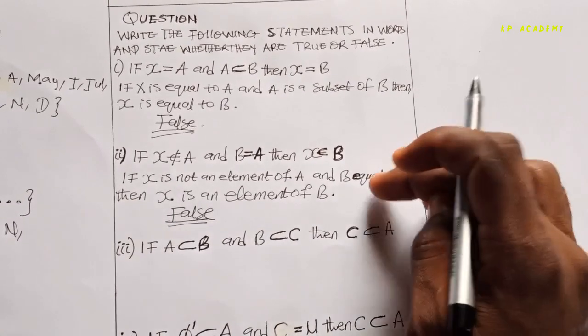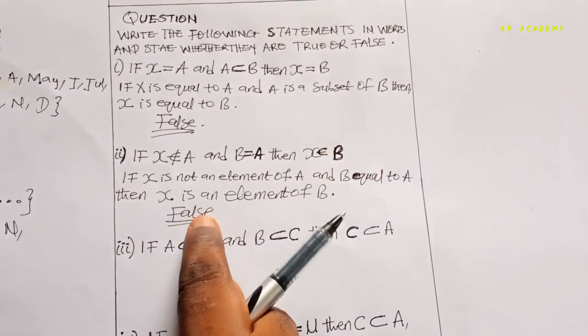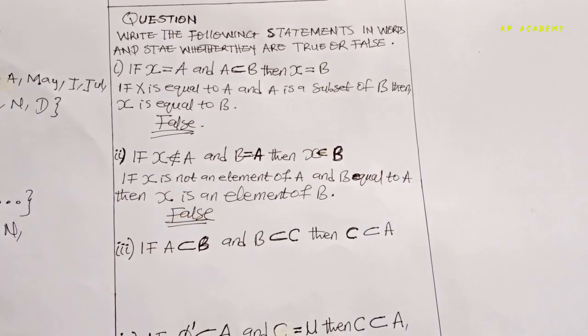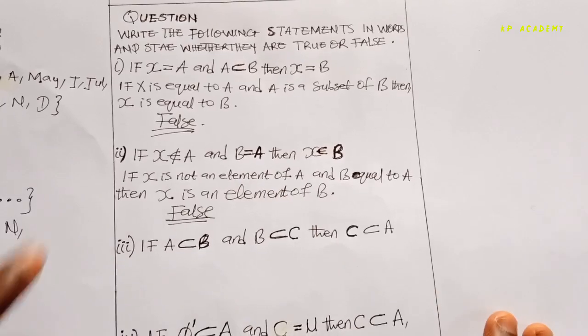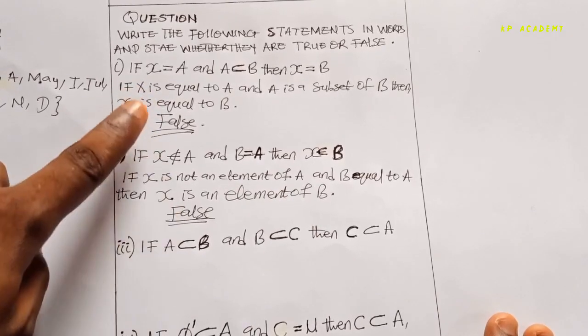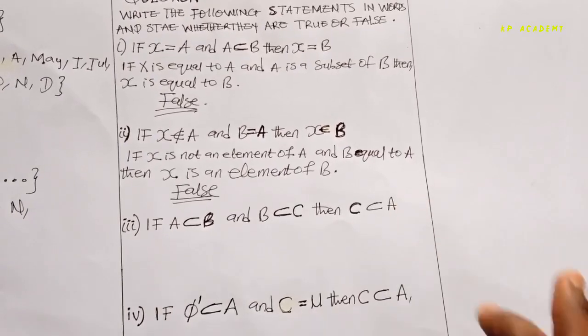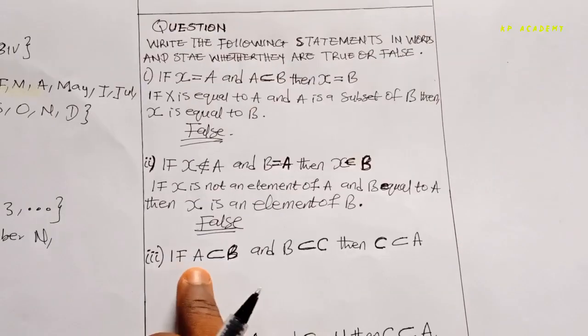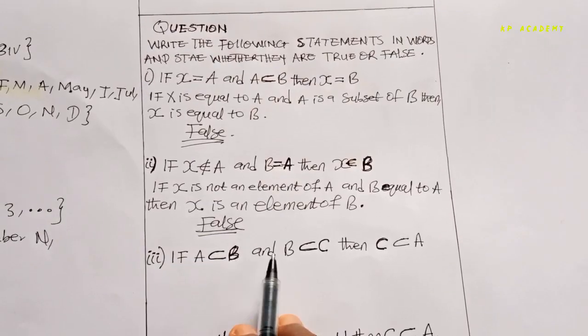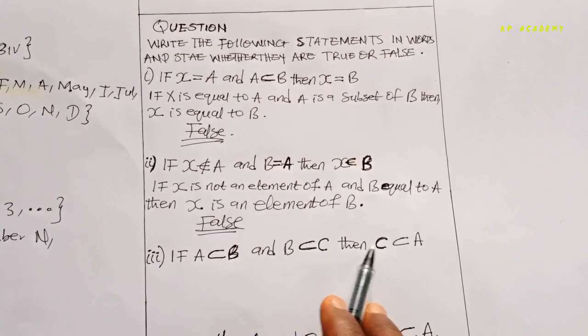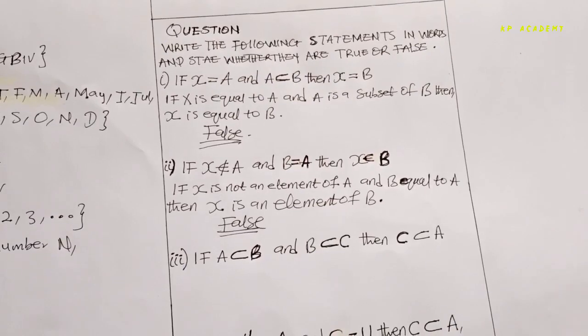All right, so this is the answer in words, and we are stating whether it is true or false. So this one now is false, just like the first one is also false. All right, okay, so let's get into the third one. The third one says if A is a subset of B and B is a subset of C, then C is a subset of A. Okay, so let's just write it in words very quickly.